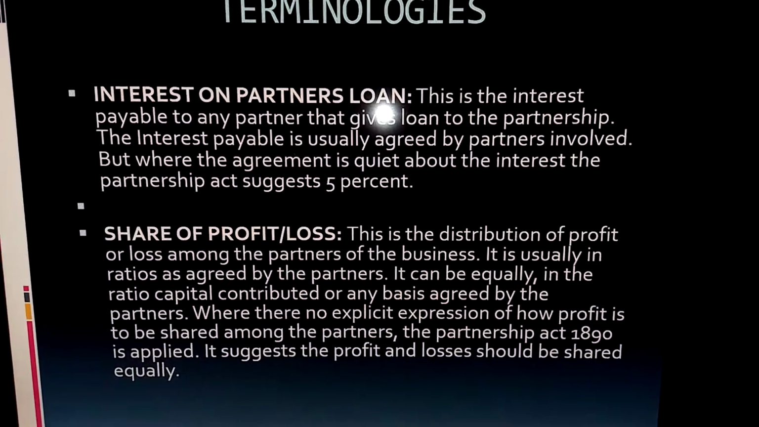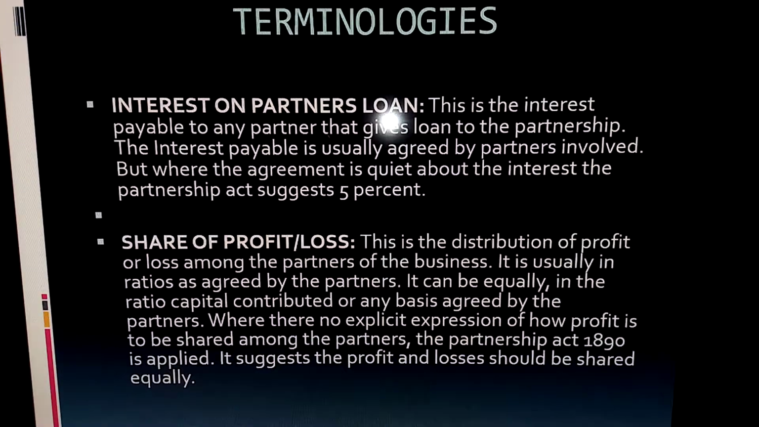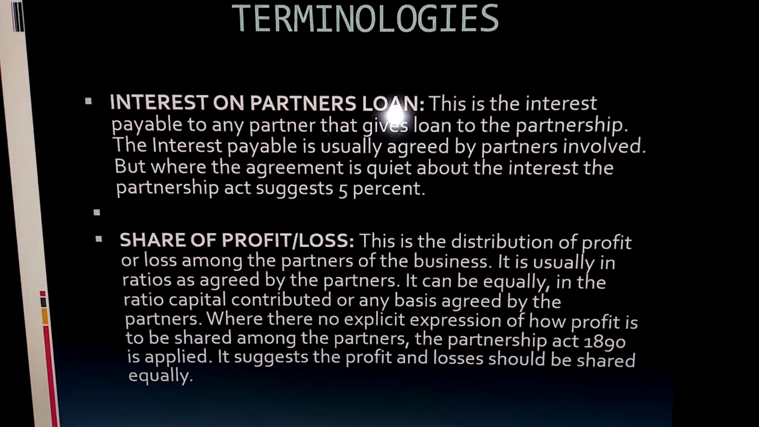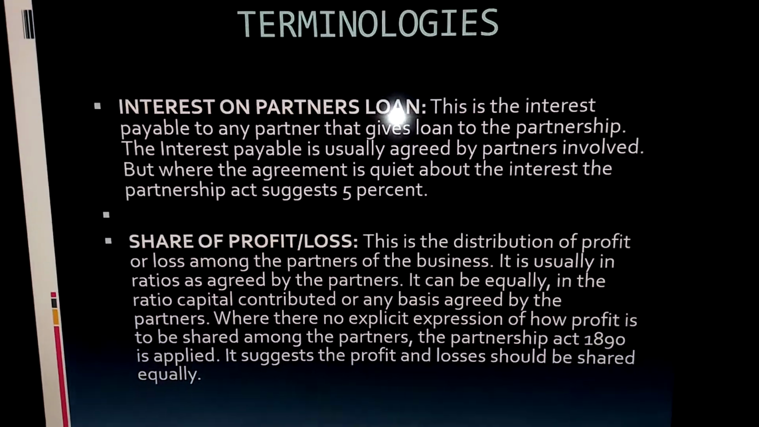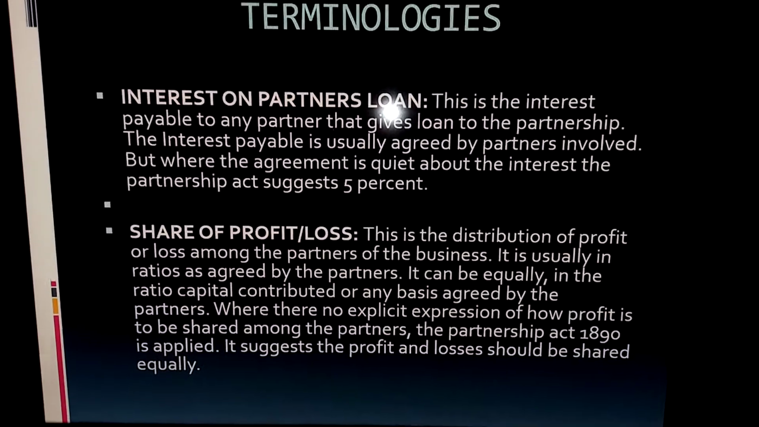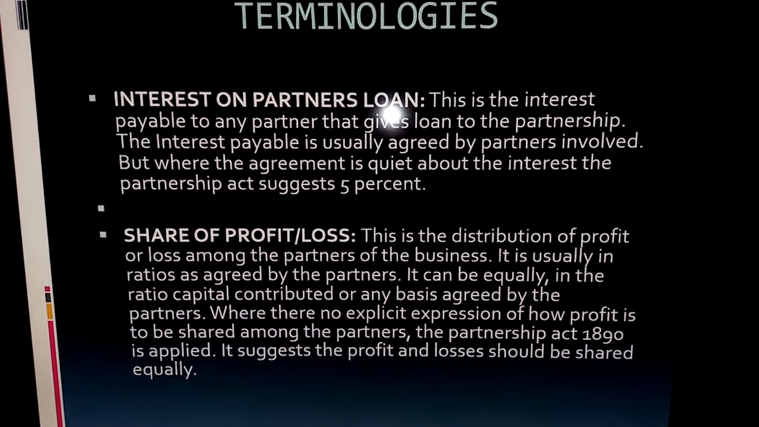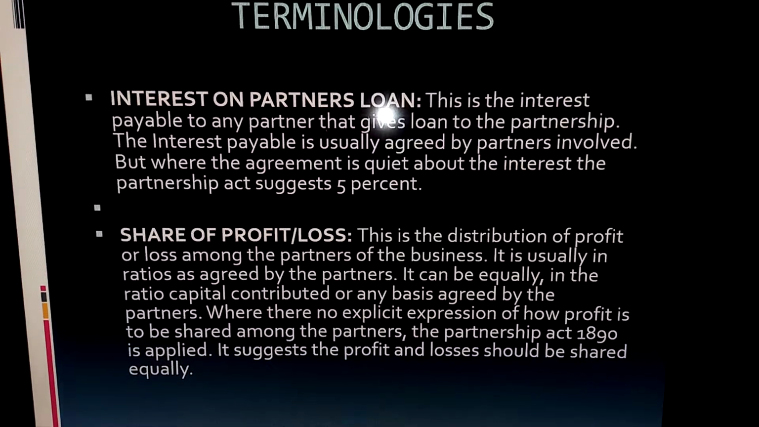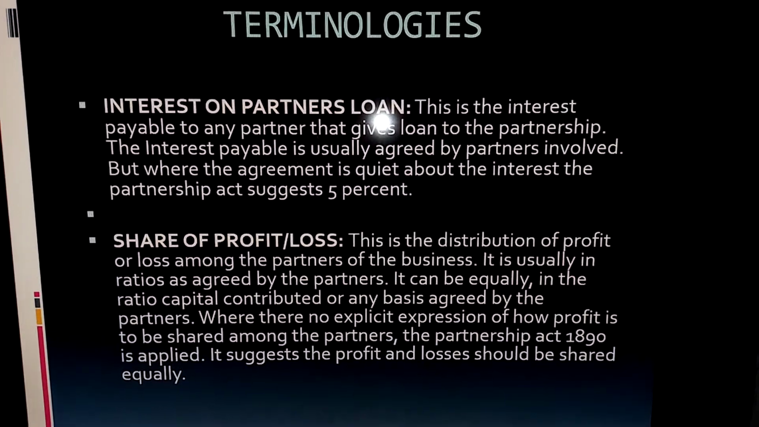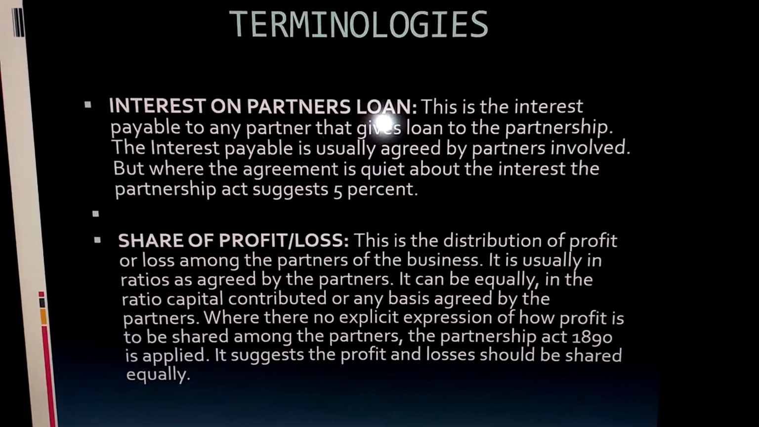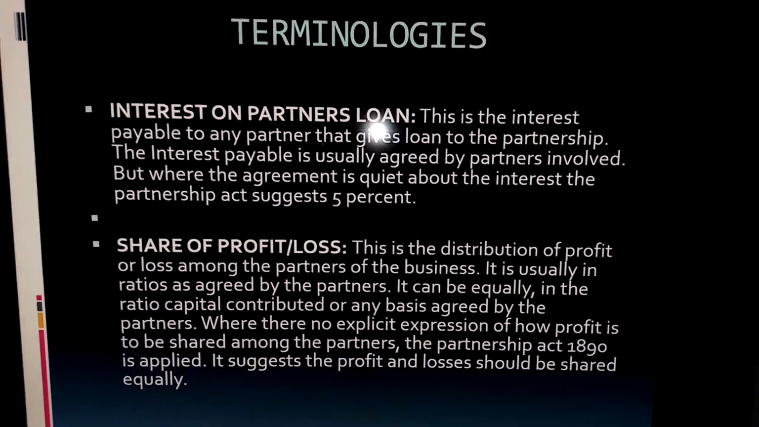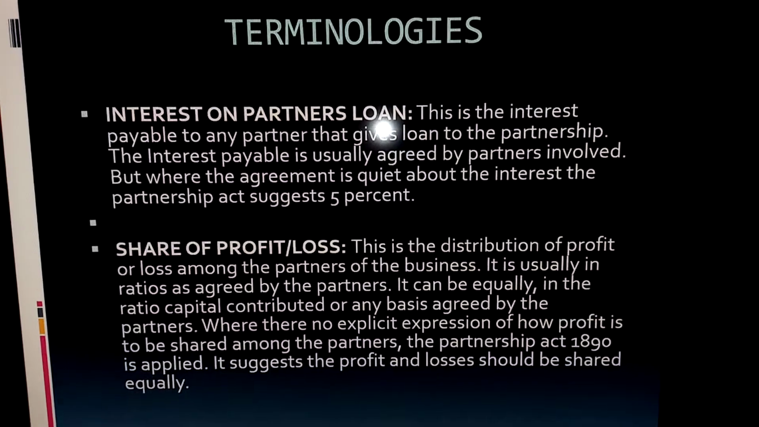So when you have interest on partner's loan, it means interest that is paid on the loan given to the business. So if you're in a business with your friends, for instance, that is partnership, and you already contributed maybe capital of 100 million, and then for some reason you have to now loan the business an additional 15 million. That 15 million is the loan as a partner to the business, and that loan must attract interest. So we call it interest on partner's loan.